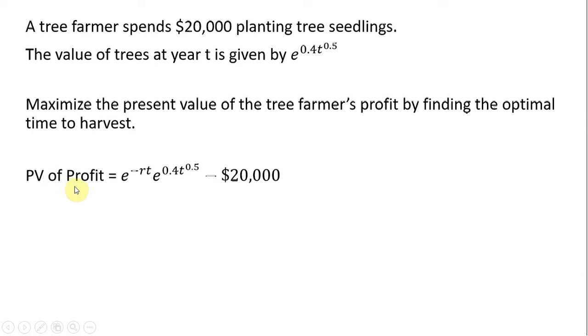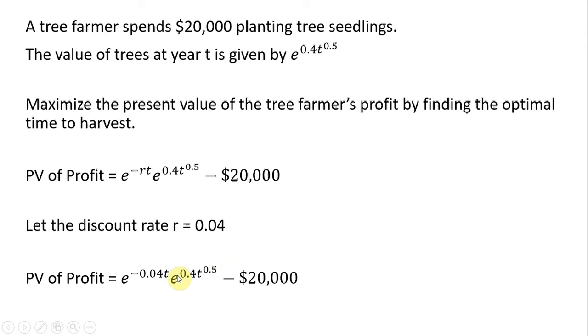So the present value of the farmer's profit is going to be given by the following. Here, this exponential function raised to the minus RT is what we're using to discount the value of the trees at time T. We're going to let the discount rate, or interest rate R, equal 4%, 0.04. I'll make that substitution. So we're going to maximize this equation.